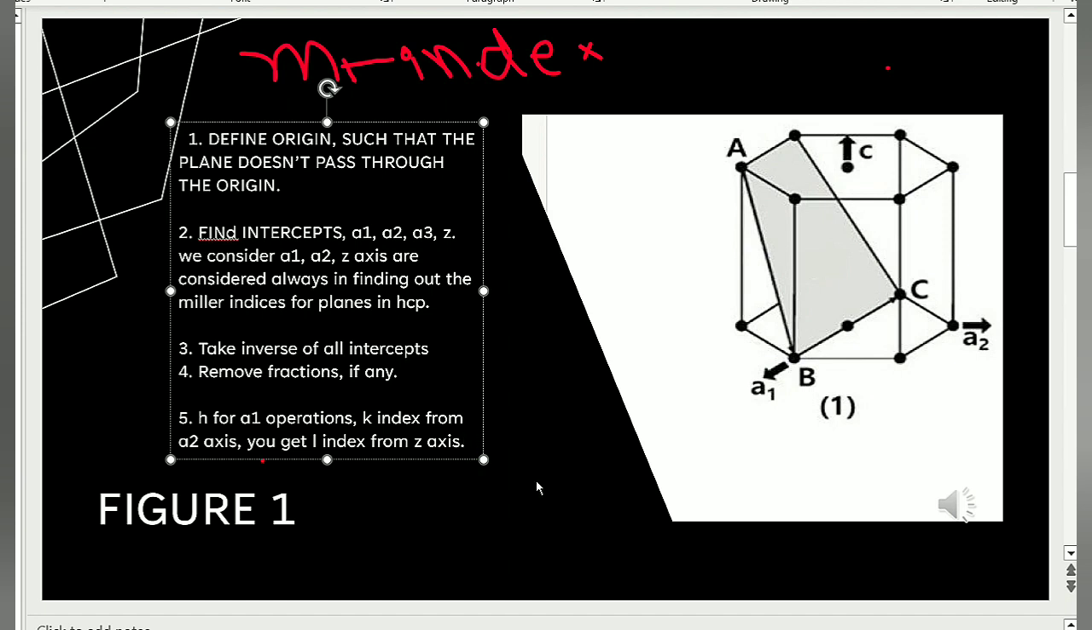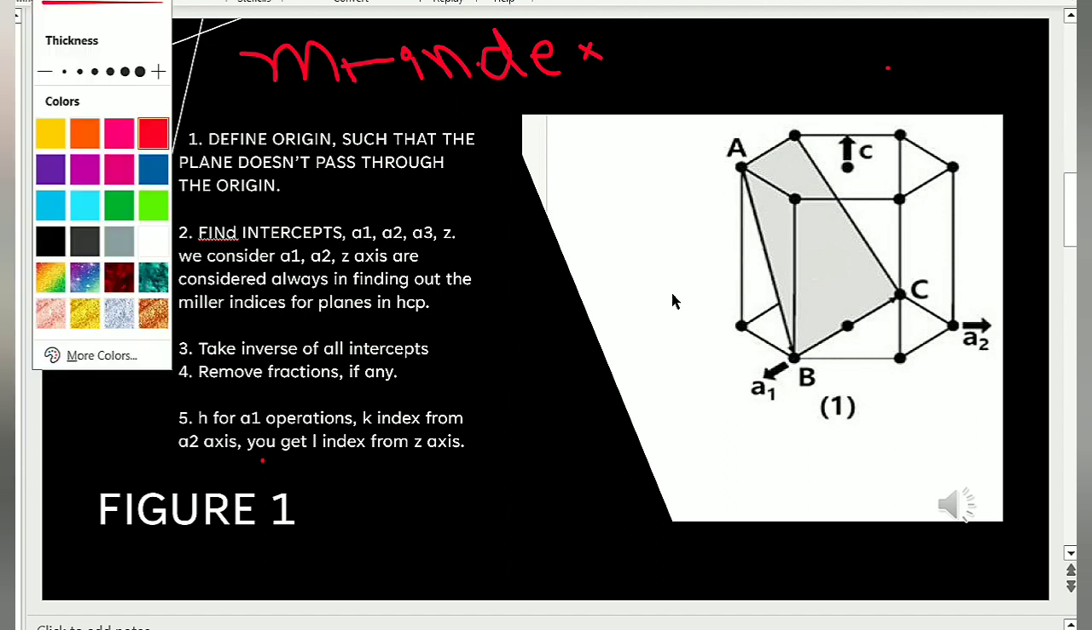And after finding out the Miller indices, I'll describe the procedure for finding out the Miller-Bravais indices, which is very easy for planes. So yes, let's do it for the figure 1 plane.